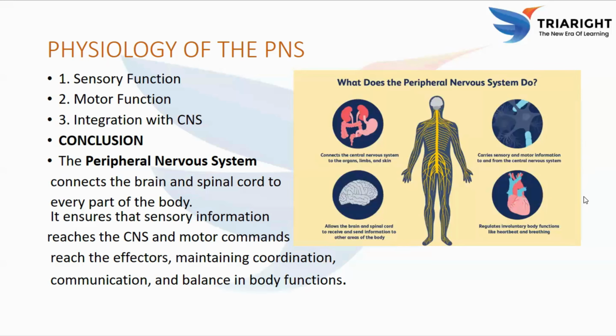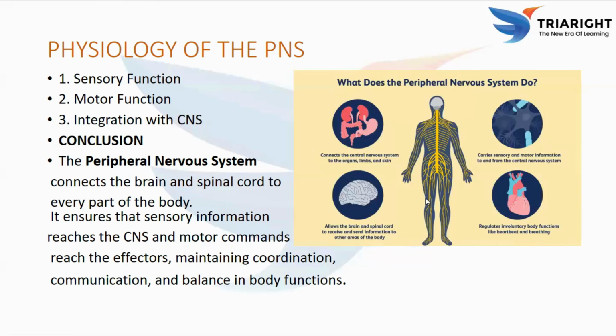Here on the right side, you can see the picture of what the peripheral nervous system does. As I said, it connects the central nervous system to the body parts. It carries the sensory and motor information to and from the central nervous system. It allows the brain and spinal cord to receive and send information to other areas of the body. It regulates involuntary body functions like heartbeat and breathing.